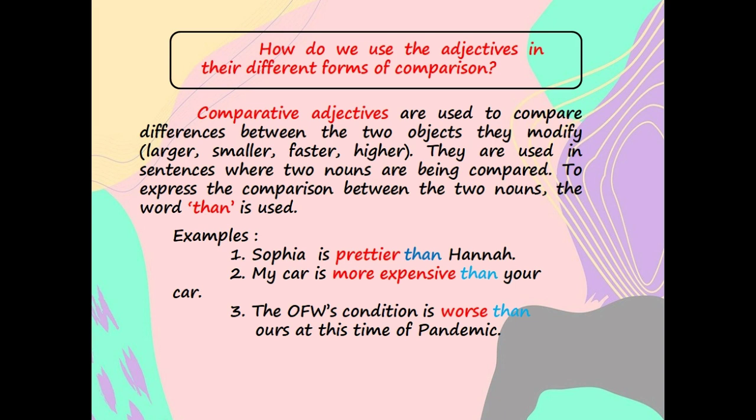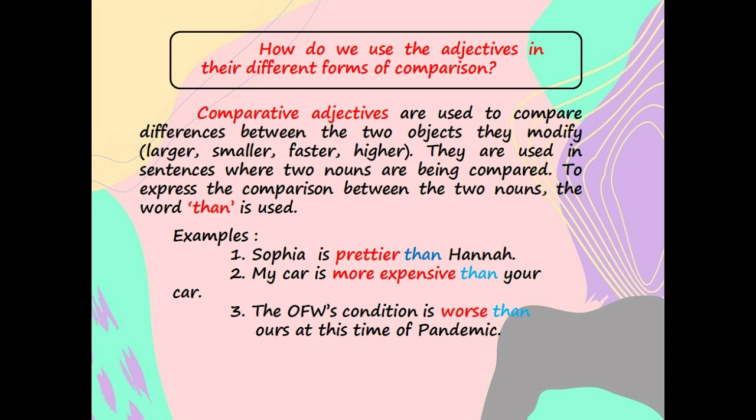So there are two nouns which are compared here, Sophia and Hannah. And the adjective that we use to compare these two is prettier in the comparative form, and then we use the word than. So Sophia is prettier than Hannah. In our next sentence, my car is more expensive than your car. We use an adjective which is more than two syllables, so we add more before the adjective expensive. So my car is more expensive than your car.